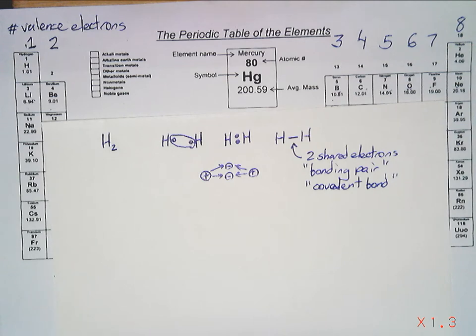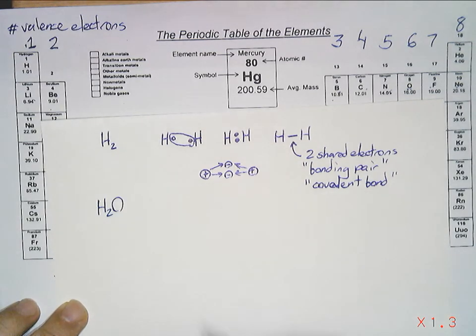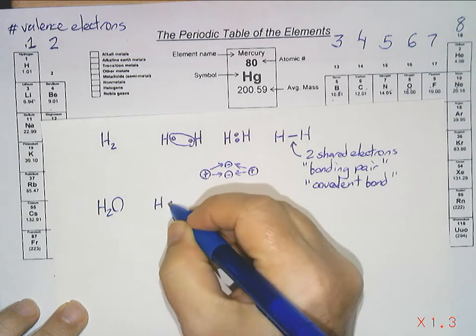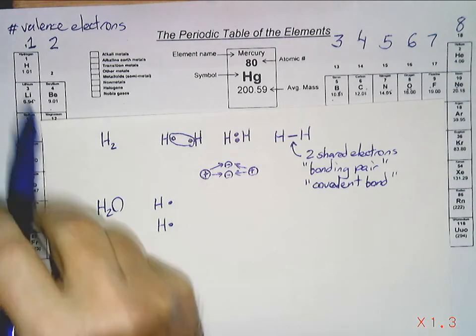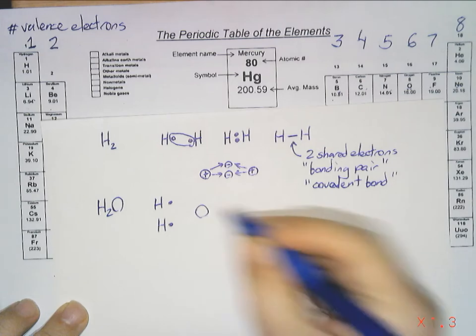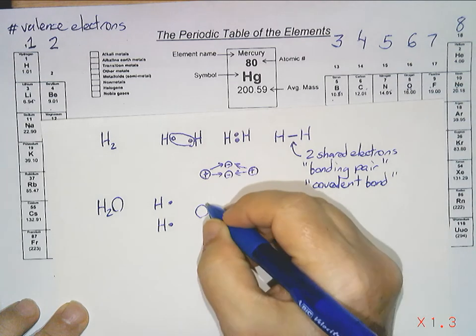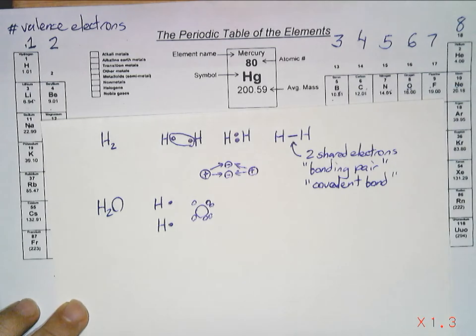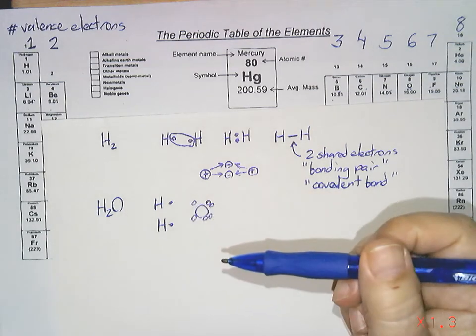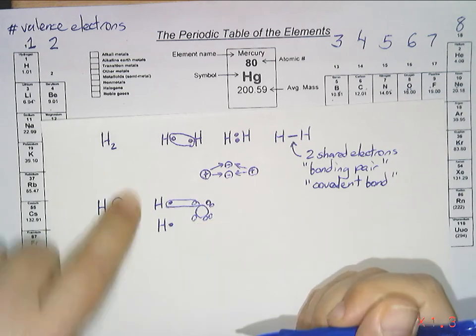Let's do a molecule that's a little bit more complicated. How about a water molecule? That's H2O. Now let's write down the Lewis structures for all of the atoms that are in there. There are 2 hydrogens and each one has 1 valence electron. There is an oxygen which has 6 valence electrons. And I can share electrons until they're all satisfied. How many does the hydrogen want? It wants 2.